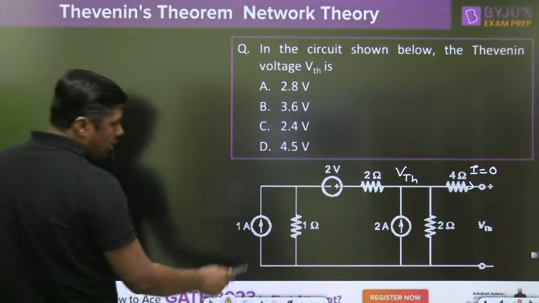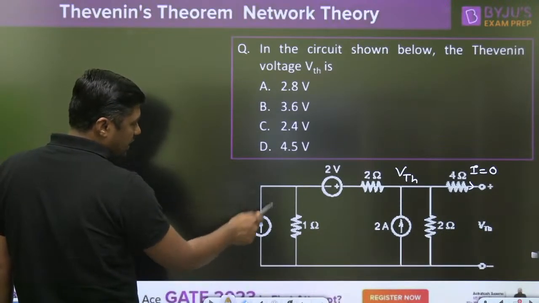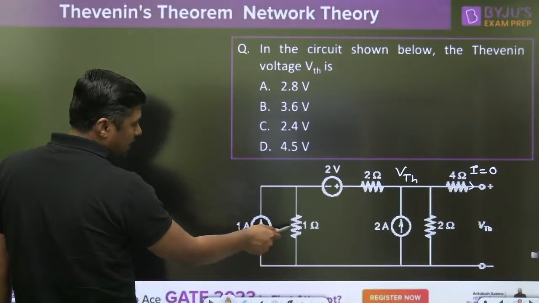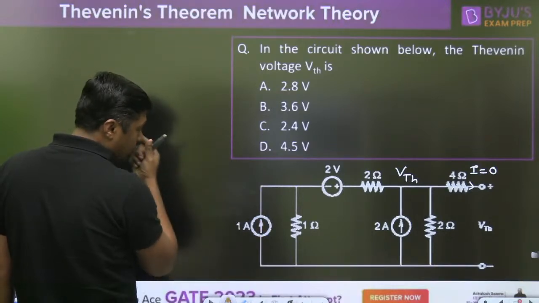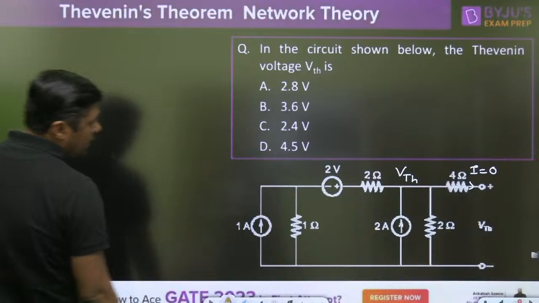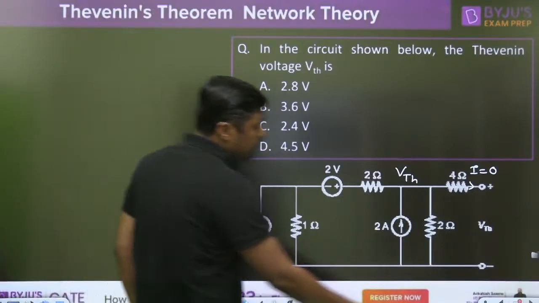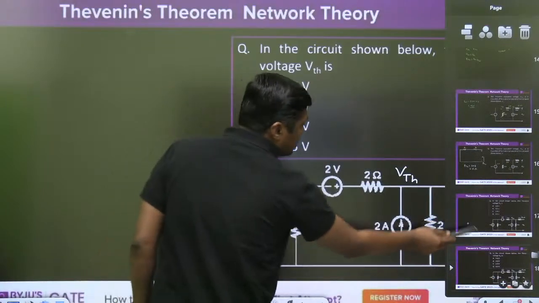Now, this is a 1 ohm resistor. Remember that this is the 1 ampere current source, and that is in parallel with the 1 ohm resistor. You can convert it into what? A voltage source. You can apply the source transformation. If you apply the source transformation, this question will become very easy, right? Remember that.